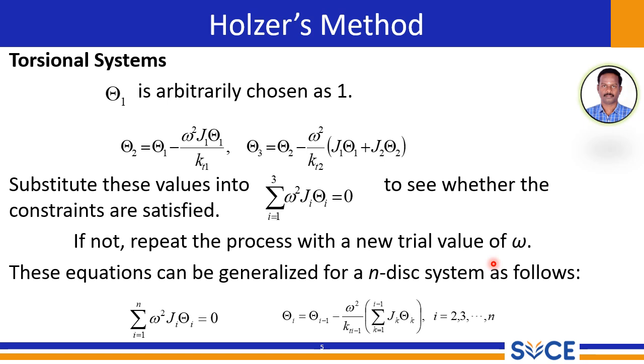So I am concluding in this slide that this is the generalized formula. We have to see that our considered natural frequency is substituted and it is satisfied. If it is not satisfied, we have to go for trial, and it will be iteration till we get the correct value of ω that matches and satisfies this equation.